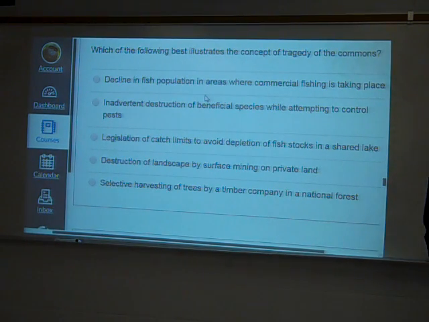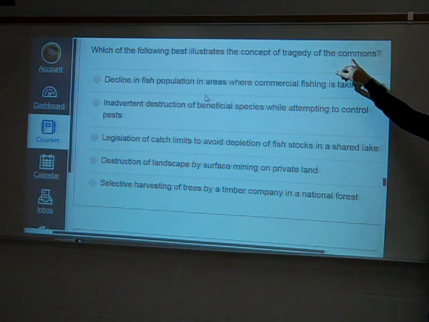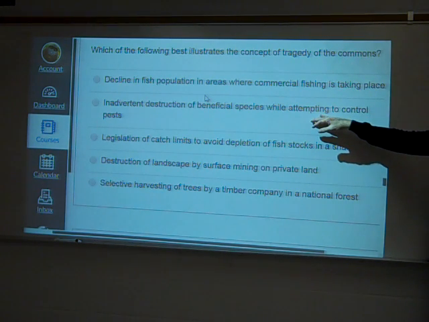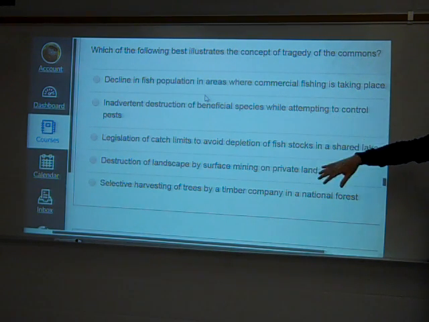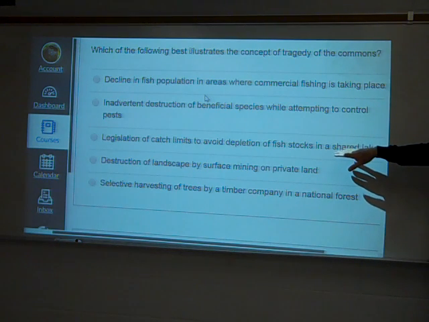In agriculture. In agriculture, most agriculture is private, okay? And therefore, if it's on private land, that's not common land, that's not shared land, okay? So B is missing the commons component, all right? So let me go through the rest of them anyway, just to show you. It's an important concept to understand.